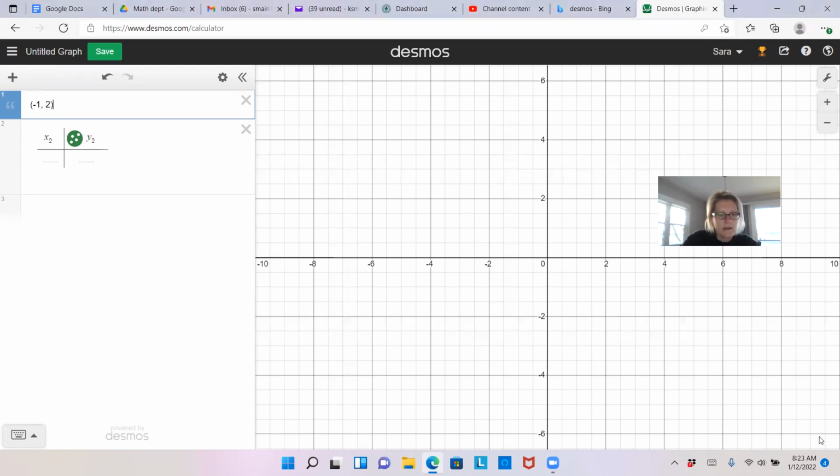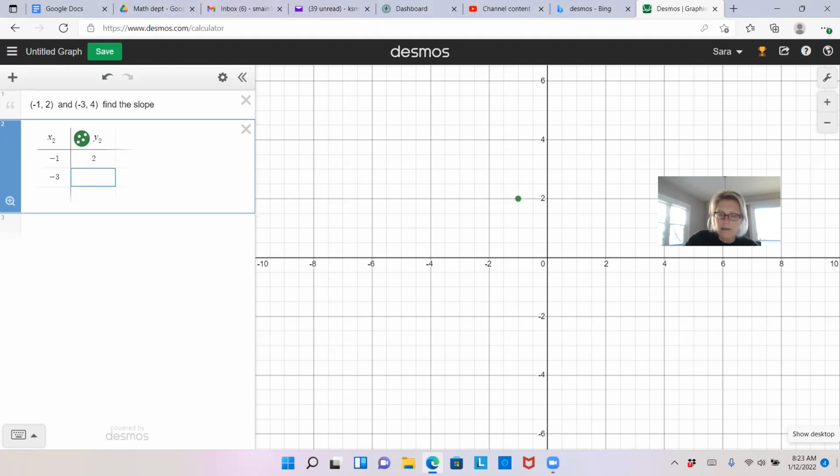And then -3 and 4. Find the slope. What we're going to do is put in those points. So -1 goes here, and then that y goes over here, so 2. And then we have -3 and 4.